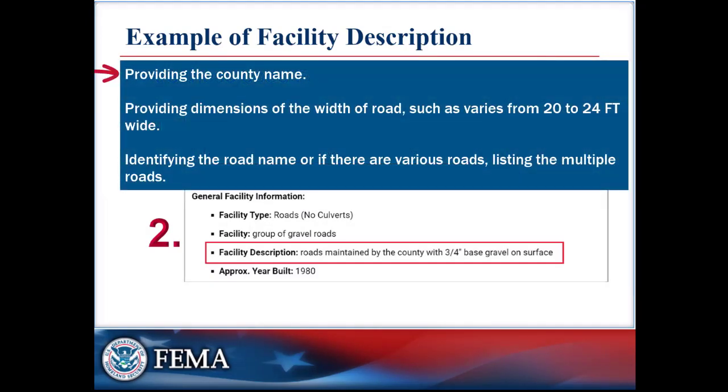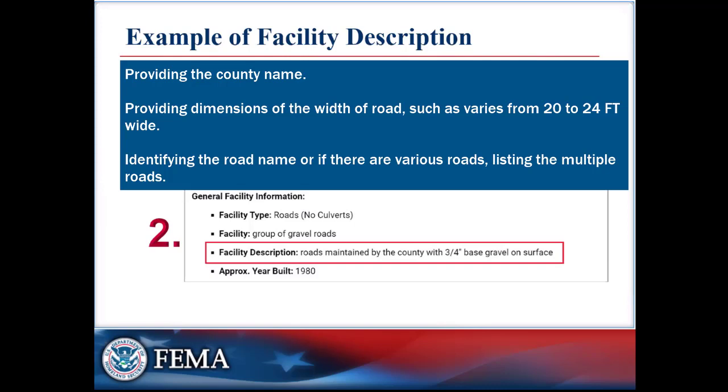Maybe providing the county name, dimensions of the width of road, such as varies from 20 to 24 feet wide, or something of the sort. Maybe identifying the road name, or if there are various roads, listing the multiple roads, listing them out.